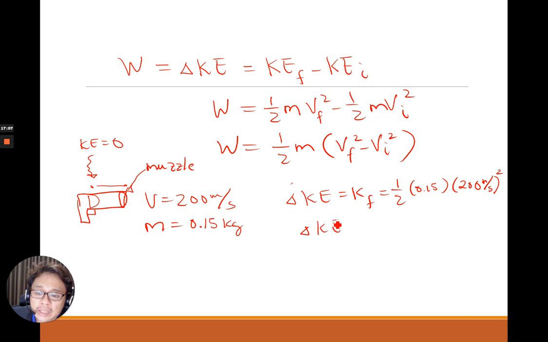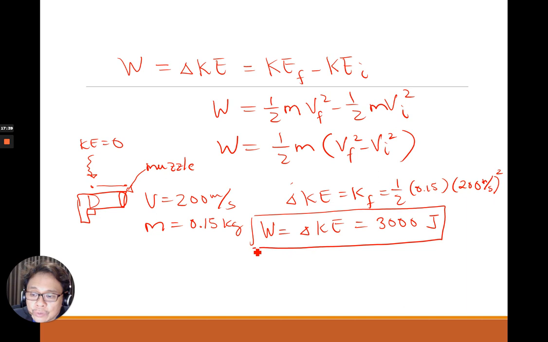So the change in kinetic energy is equal to 200 squared times 0.15 divided by 2. So the change in kinetic energy is 3,000 joules. And the work exerted by the gun, since it exploded, would also be 3,000 joules. This is the work energy theorem.